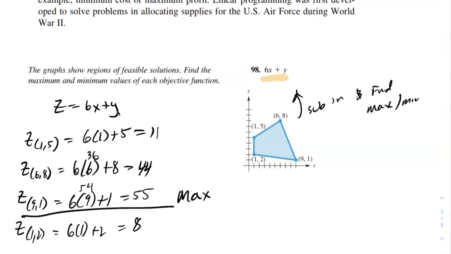At the point (9, 1), I get a max of 55. And my min is right here, at the point (1, 2), I get a minimum of 8. And we just optimize that.